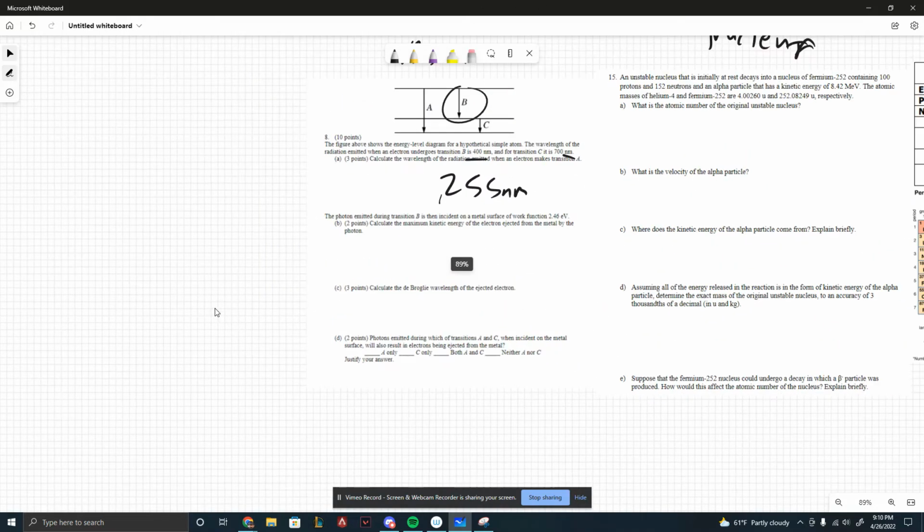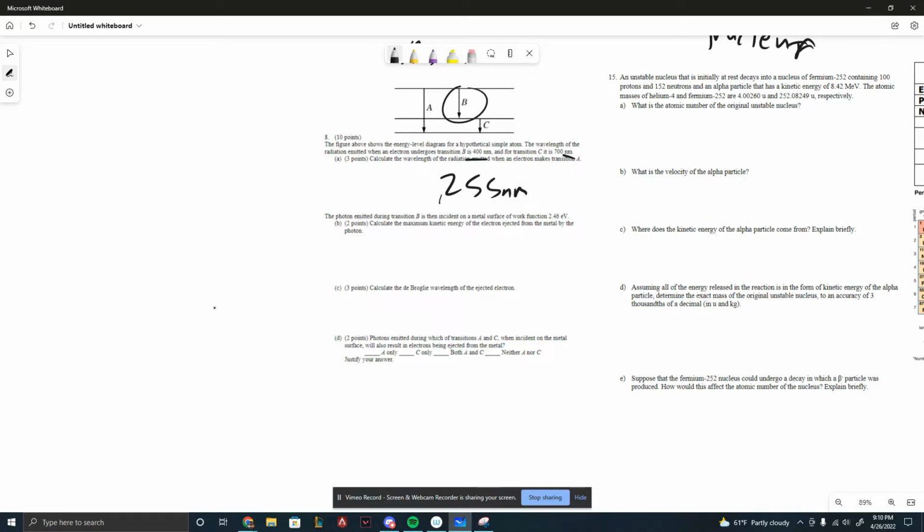Calculate the maximum kinetic energy for an electron emitted by the metal. The photon emitted during transition B is then incident on a metal surface with a given work function. Calculate the maximum kinetic energy. This goes back to a formula you would have learned in chapter 27, depending on what book you're using. The energy of the photon is equal to the max kinetic energy the electron can have plus the work function. This is the principle of conservation of energy.